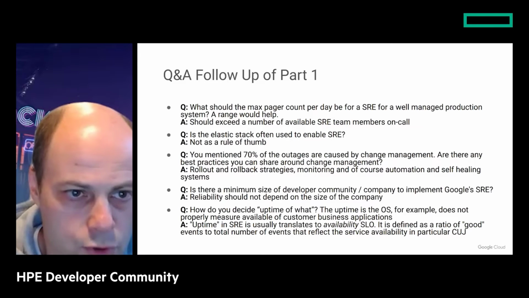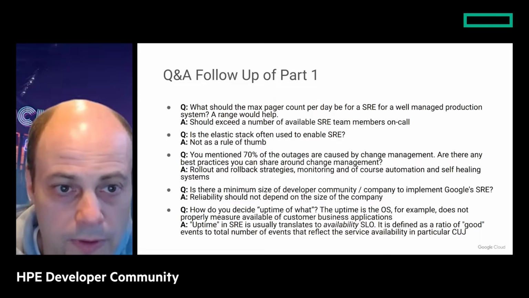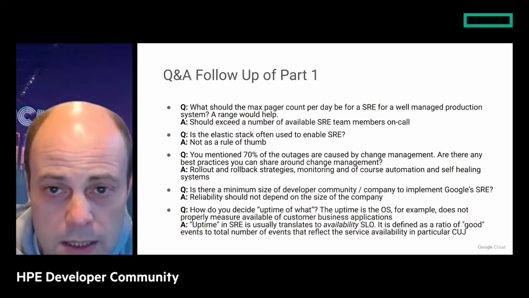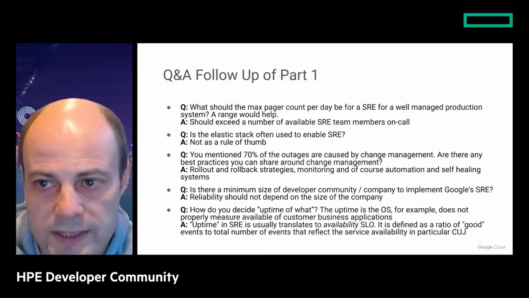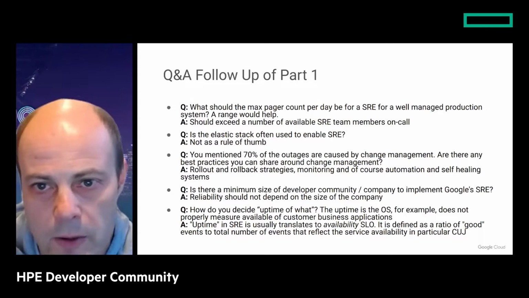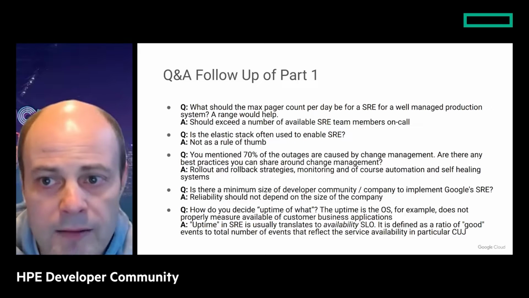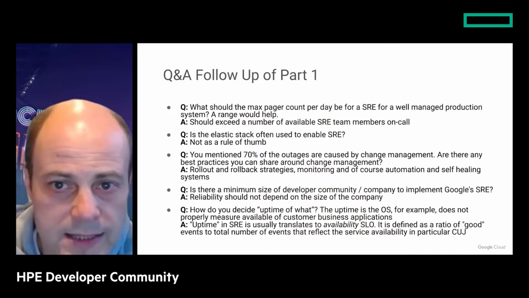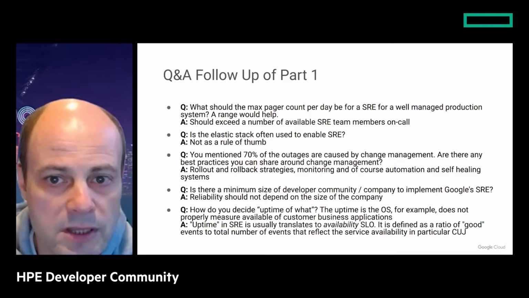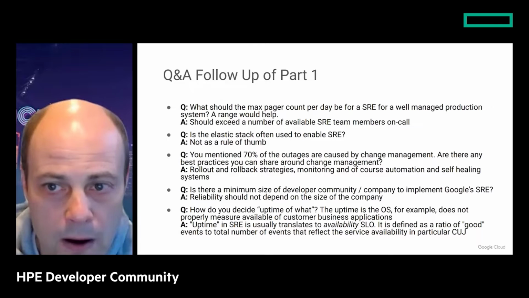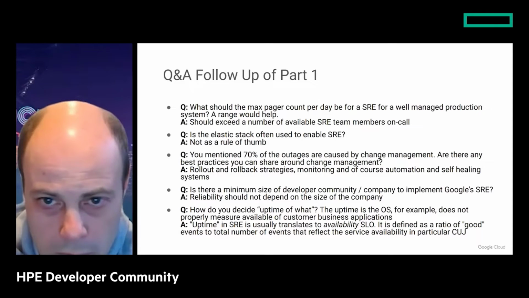First was, what should the max pager count per day be for SRE for a well-managed production system? A range would help. So in SRE, pagers are usually meant to alert on-call SRE engineers about incidents that require immediate attention. Alerts about other problems should be less interruptive and either handled by robots and automations, or propagate to the ticketing system and handled as a part of the SRE team's ongoing work.